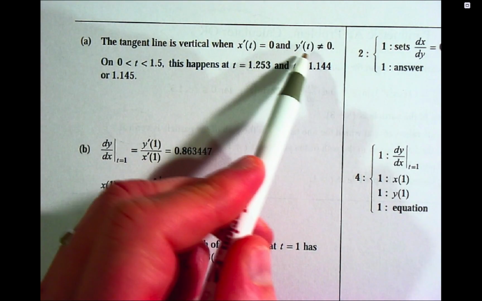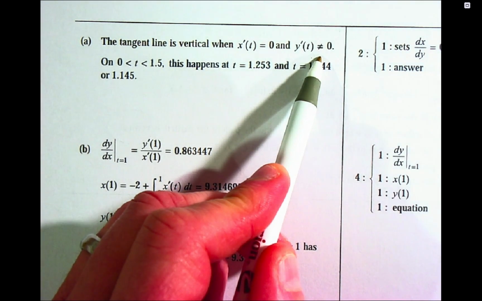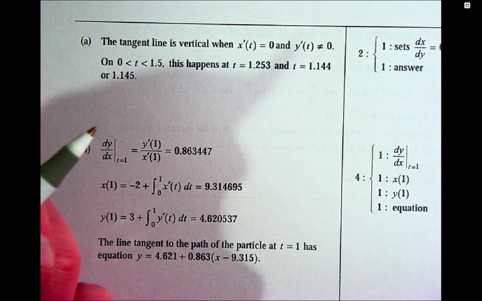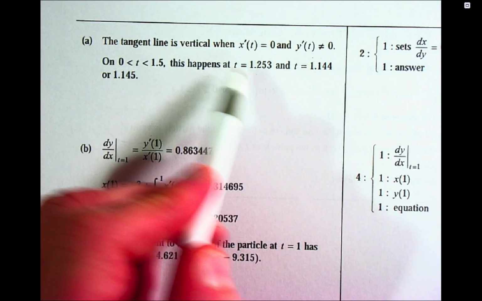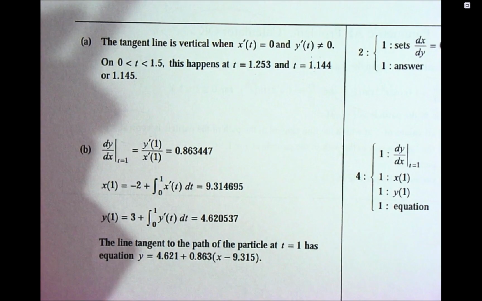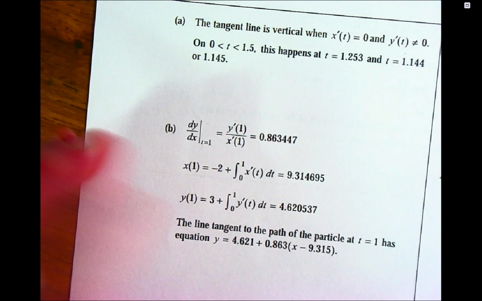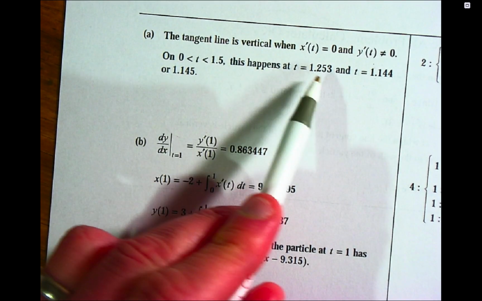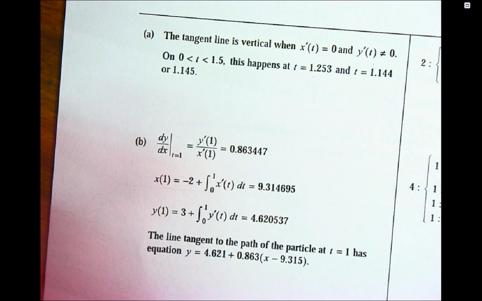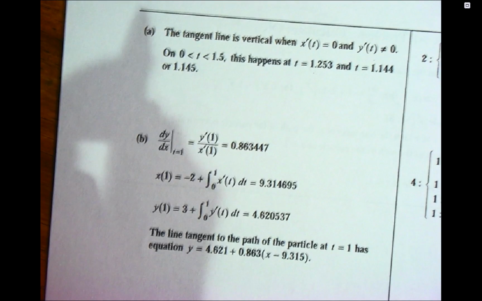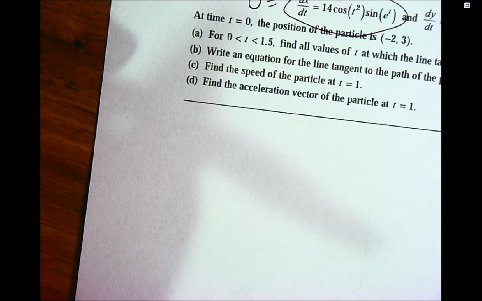We also technically have to make sure that y prime is not also 0 at the same time, because then you get something that's undefined or indeterminate. And so we see these two answers from our calculator. Sorry if that was too fast. 1.253 and 1.144 are the two answers, always accurate to 3 decimal places, of course.